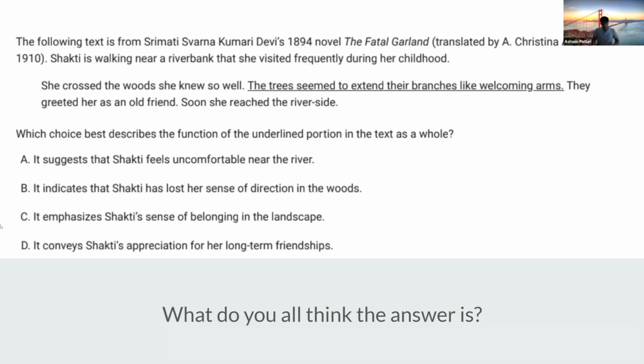Obviously, which choice best describes the function of the underlined portion in the text as a whole? So let's read the underlined portion. The trees seem to extend their branches like welcoming arms. A. It suggests that Shakti feels uncomfortable near the river. So overall, that text seems almost like she feels it's disturbing, not good.